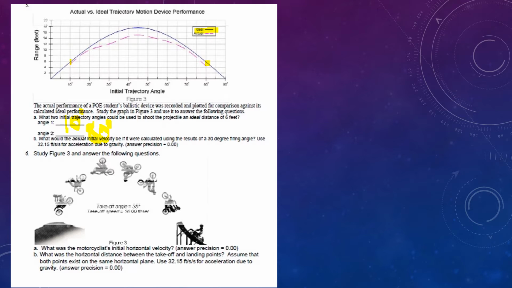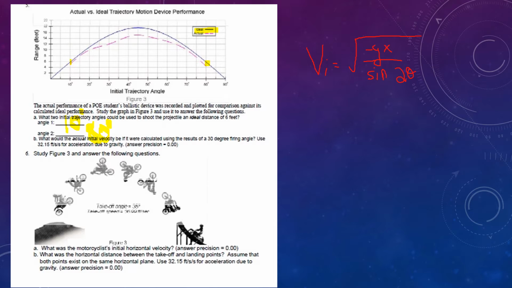What would the actual initial velocity be if you're using the 30-degree firing angle? So if you're using the 30-degree firing angle, you first need to set up the initial velocity equation. So initial velocity, VI, is going to be equal to the square root of your negative g times x over the sine of 2 theta.